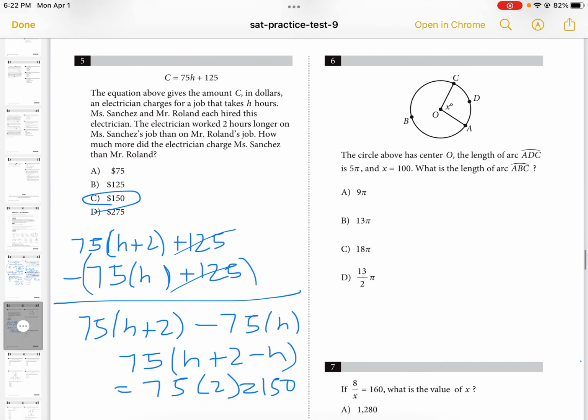Okay, number 6. The circle above has center O, and the length of arc ADC is 5 pi, and x is equal to 100. What is the length of arc ABC? So the rest of it.